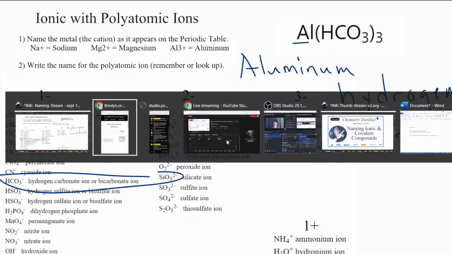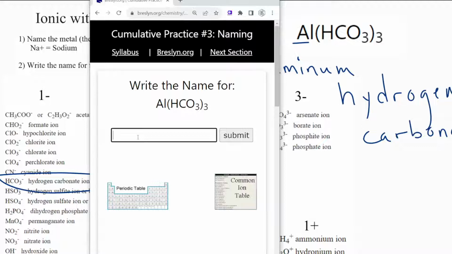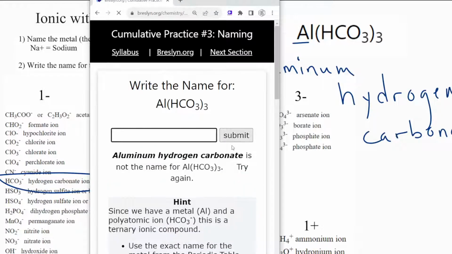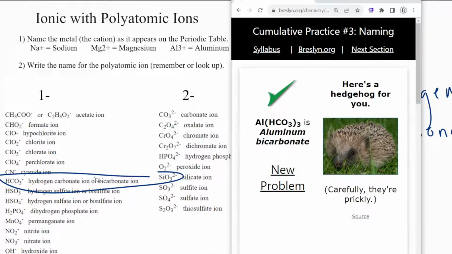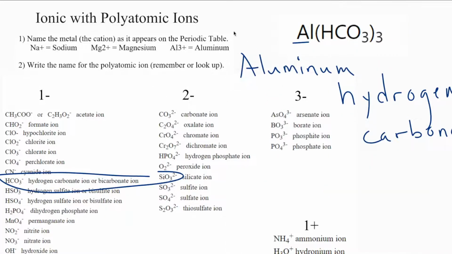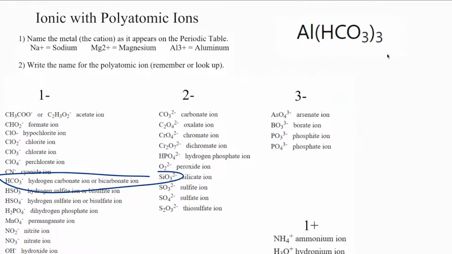So let's try it. Let's see if we got it right. Aluminum hydrogen carbonate. And there's that table that I was just using. It's not the name. I wonder if it's called aluminum bicarbonate. So sometimes it's called aluminum bicarbonate, and you can see that right here that that's the other name. So it gets a little bit tricky. All right, let's let you try some. We've seen all types so far.